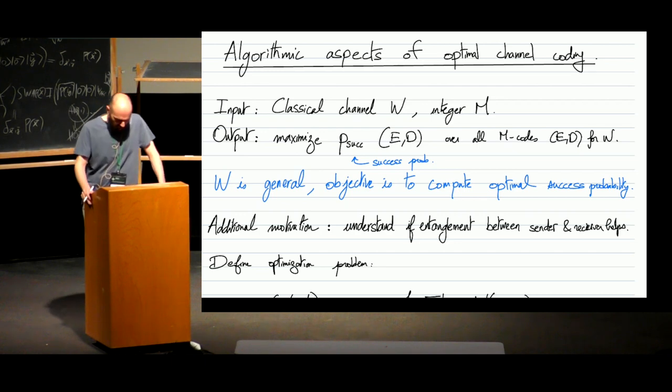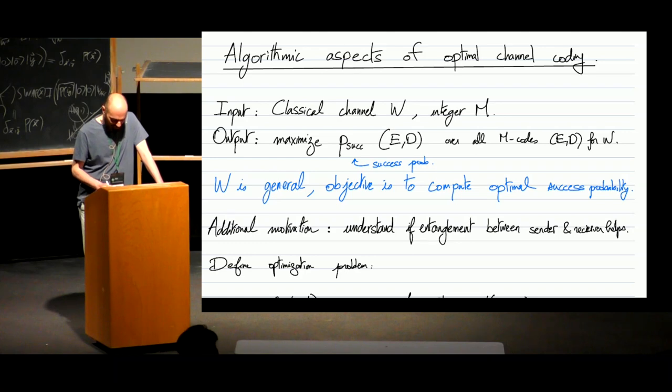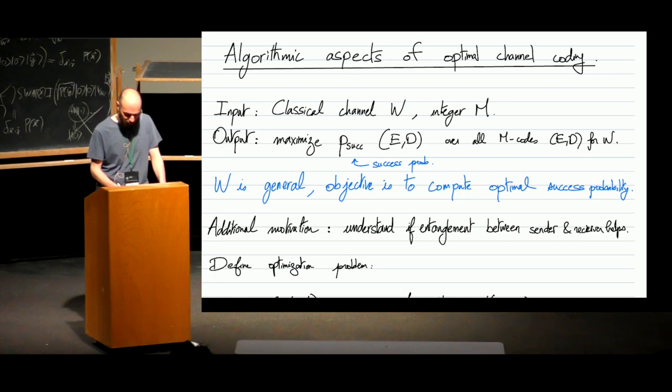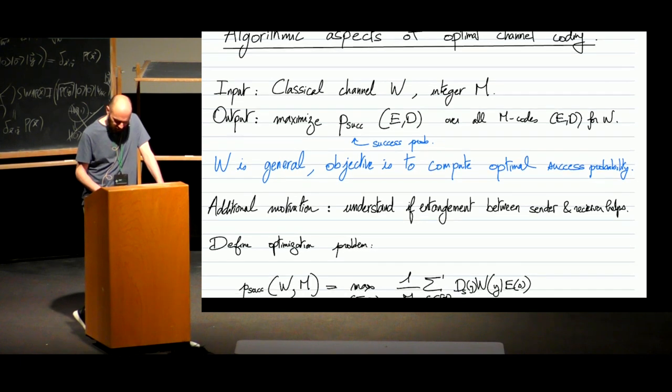The reason I came to this question was that I wanted to understand how much entanglement between the sender and the receiver can make a difference for a classical channel. Can it, for example, significantly improve my ability to send information through a classical channel? We'll see this in a bit. So let's just define the problem right now.